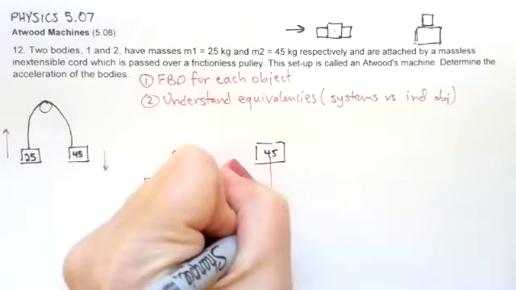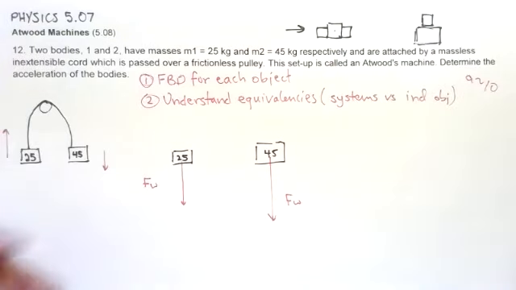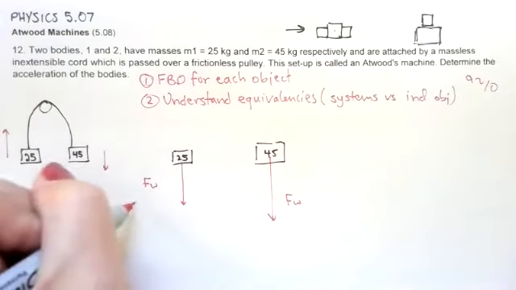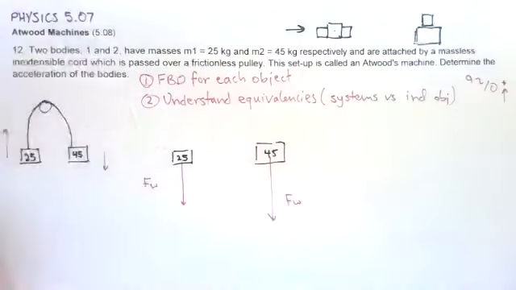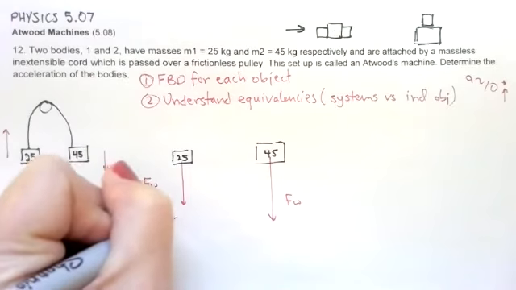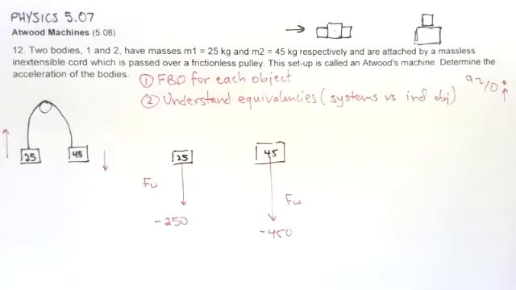F_W. And for this problem, let's take the acceleration due to gravity and make it 10 to make it simpler. So let's do up as positive. This is going to have a negative 250 weight vector. This is going to have a negative 450 weight vector.